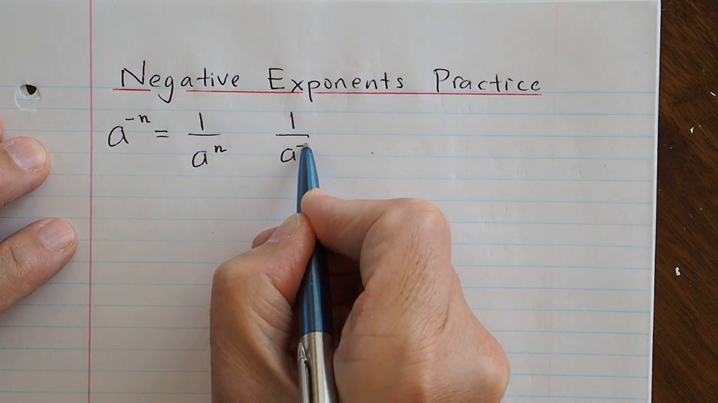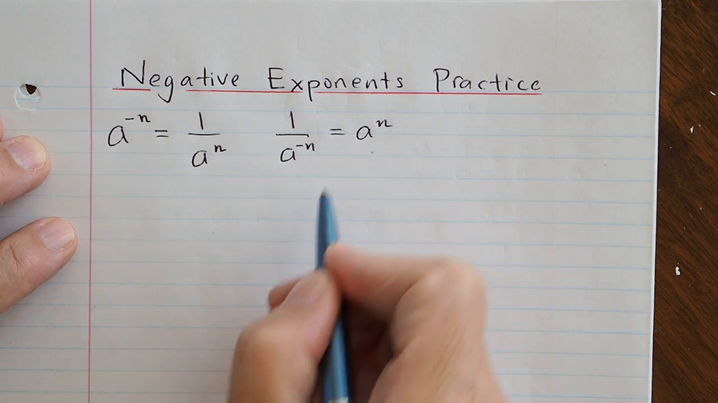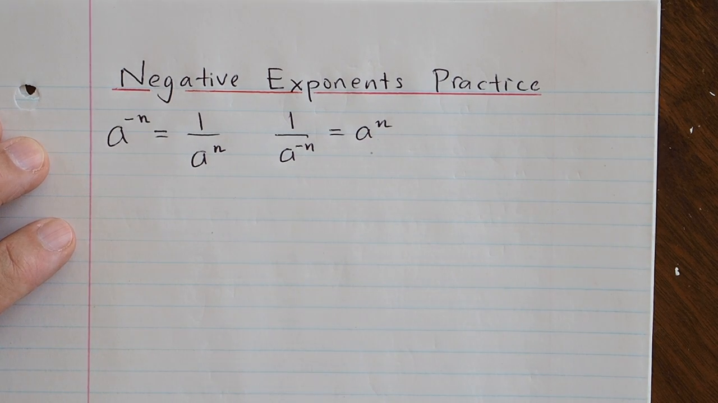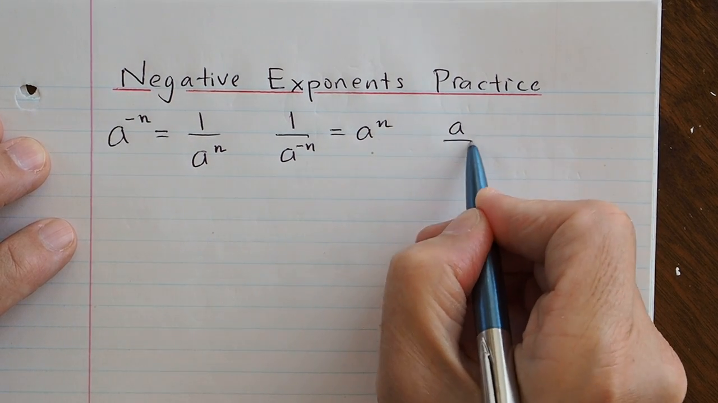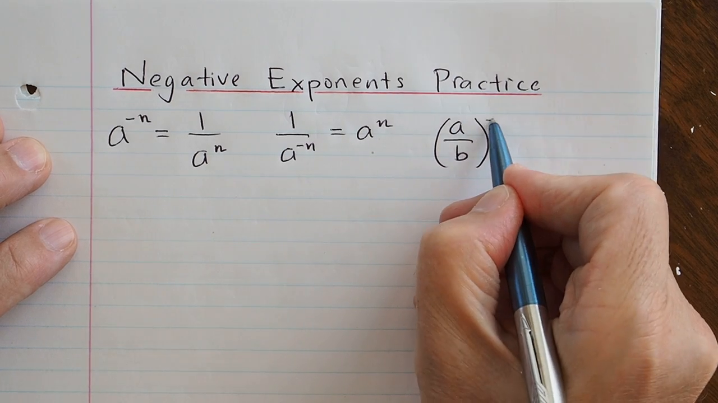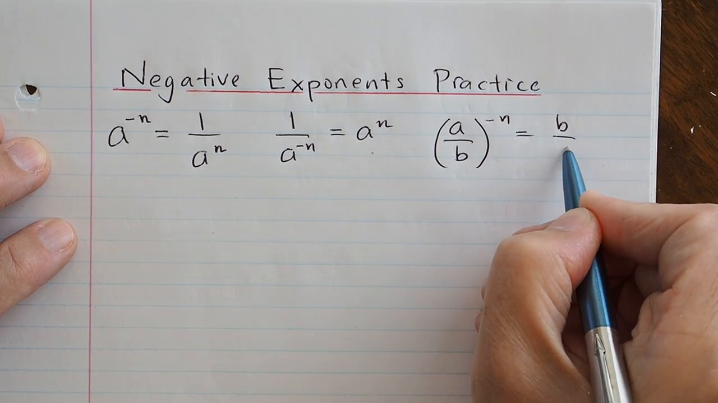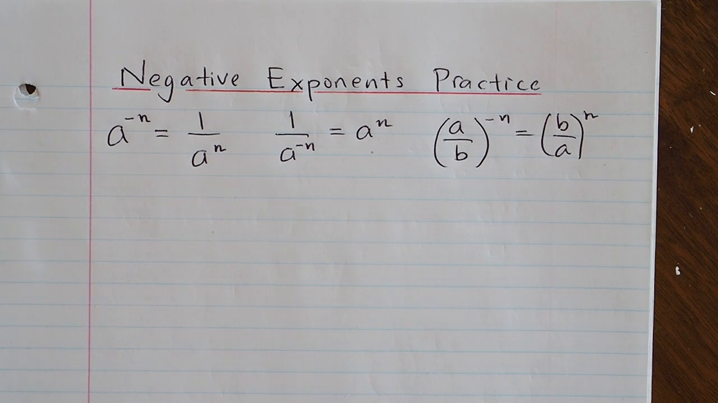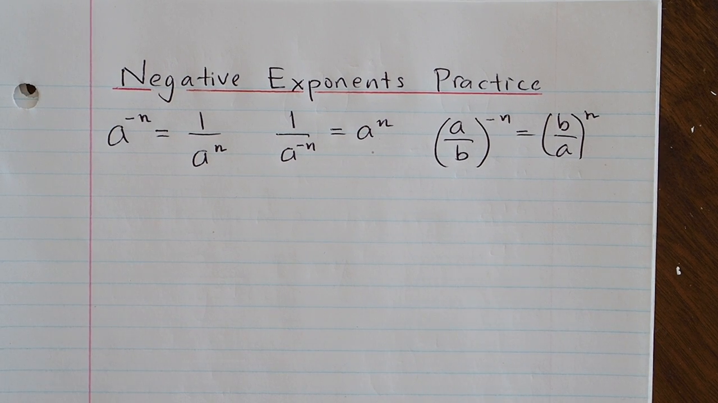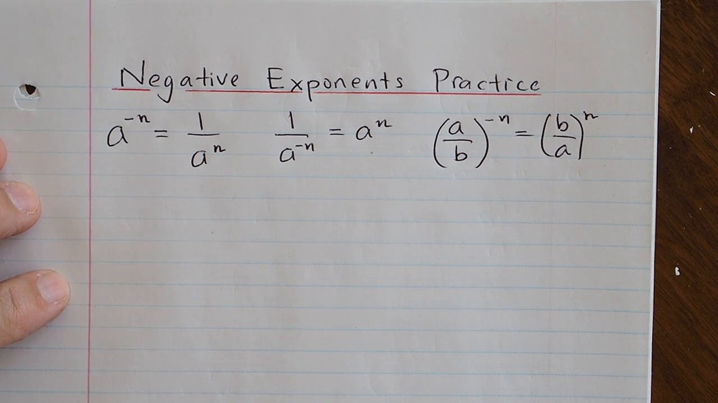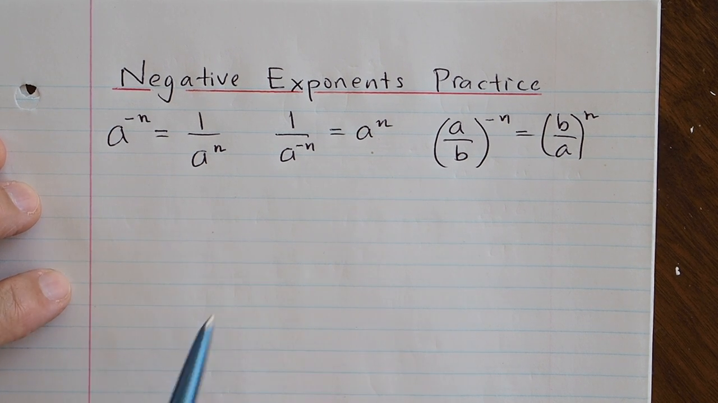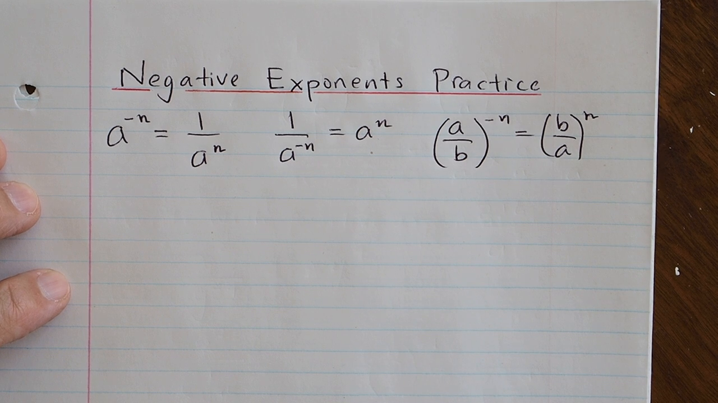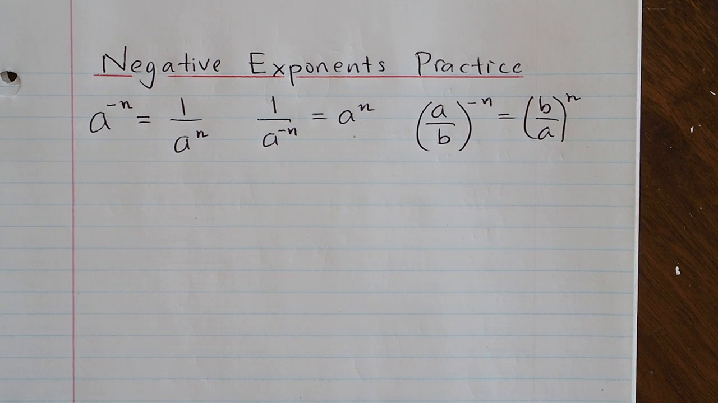1 over a to the negative n is a to the n, and if your base is a fraction, you can use this. A over b to the negative n is equal to b over a to the positive n. Now, in another of my videos, I discuss these in detail. I derive them, justify them, and explain them. But in this video, I'm just going to use these rules to simplify some questions.